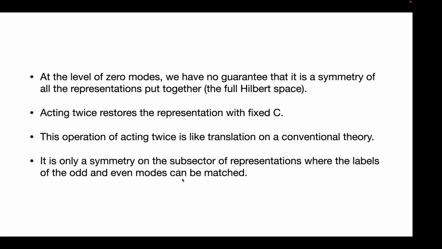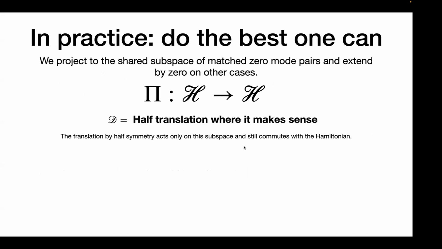So in practice, since this can only be a symmetry on a subsector, you basically first write a projector that projects to the shared subspace of matched zero mode pairs. And then when you don't have a matched pair, you call the projector equal to 0. And then you call D the half translation where it makes sense.